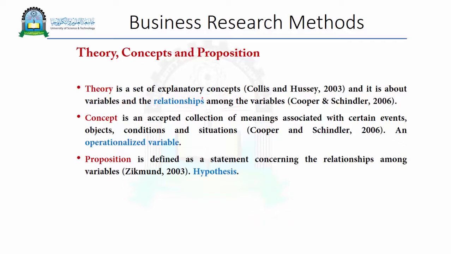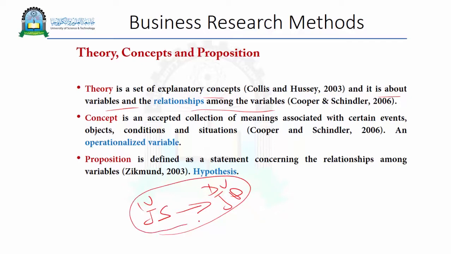The theory is a set of explanatory concepts, and it is about variables and the relationship between the variables. So if I am doing a research, and this research is going to be the relationship between job satisfaction, or the effect or the impact of job satisfaction, and job performance. So this is the IV and this is the DV, the independent variable and the dependent variable. This is the model I am going to develop. The relationship between these variables is going to be what we call the theory.